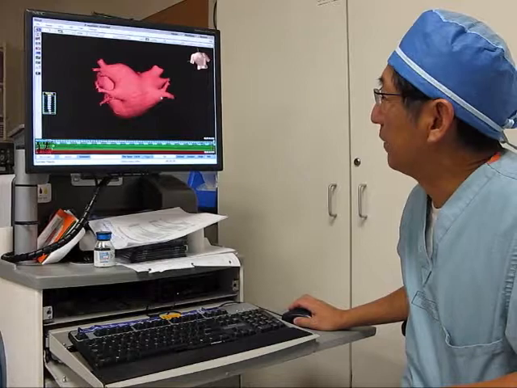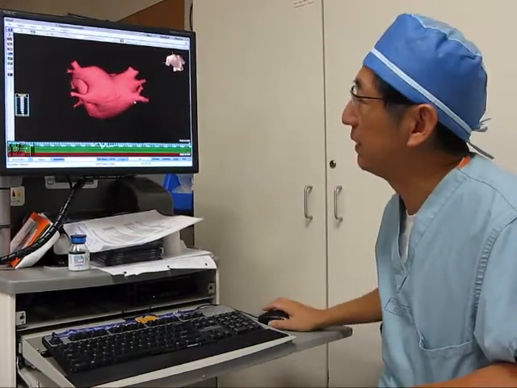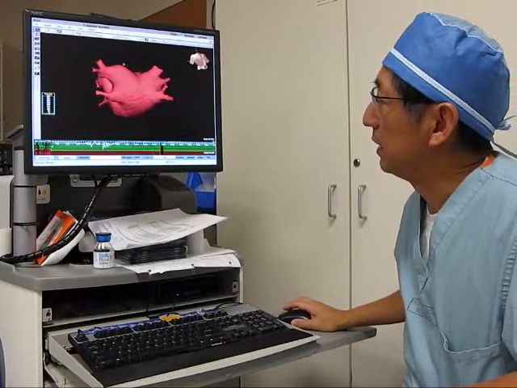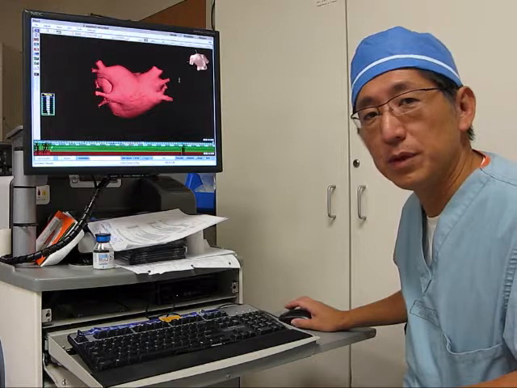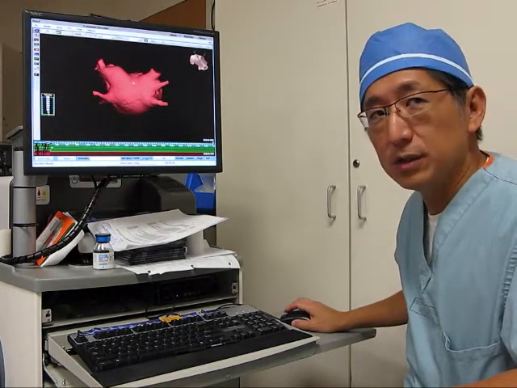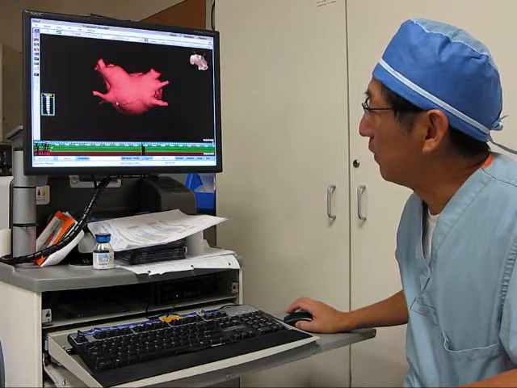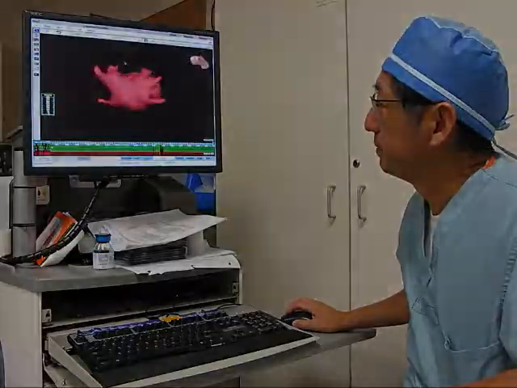And here we have a posterior view, meaning you're looking from back to the front of the left atrium. This being the left superior vein, left inferior vein, right superior vein, and right inferior vein. It will be delivering ablation lines around the veins to isolate the veins from the rest of the left atrium.